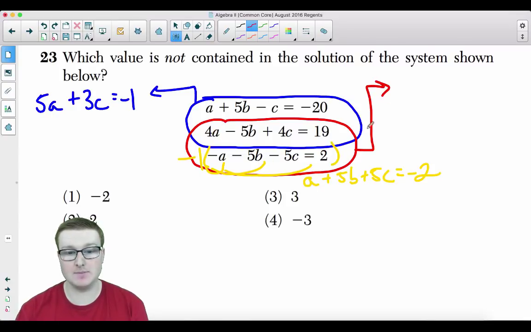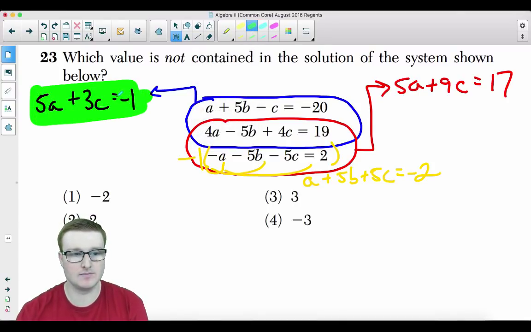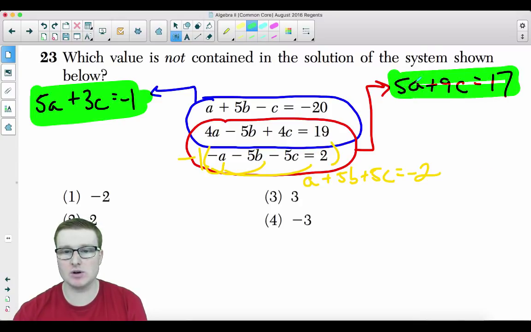So when you add it, 4a plus a is 5a. Negative 5b plus 5b. Ooh, that cancels. Sweet, we wanted that. 4c plus 5c, that's just 9c, equals, let's see, 19 plus negative 2 is 17. Okay, so now what we're going to do is we are going to take this equation and this equation, and we're going to eliminate another variable.